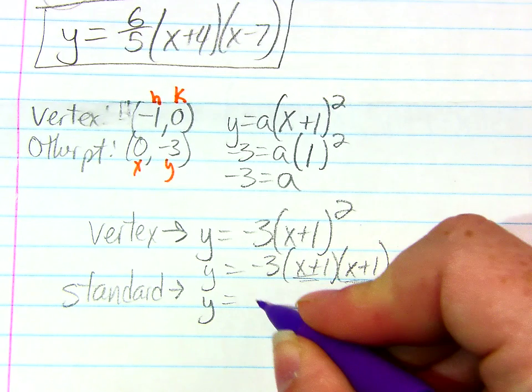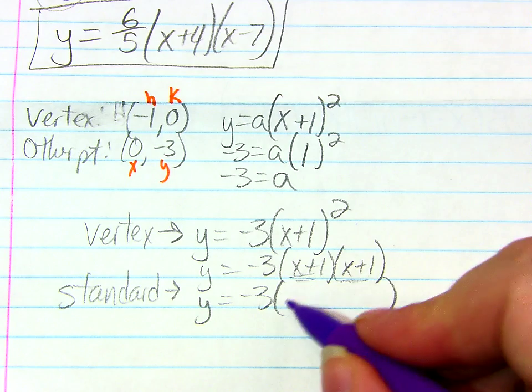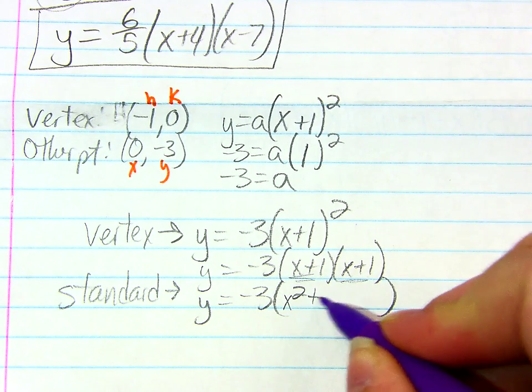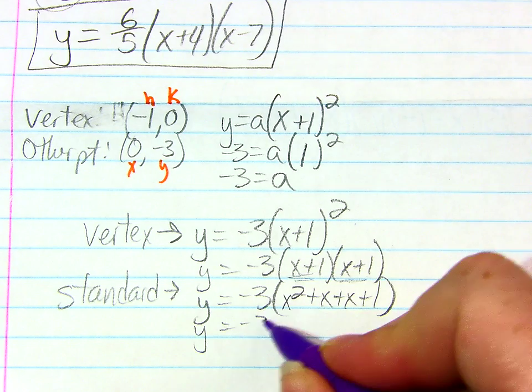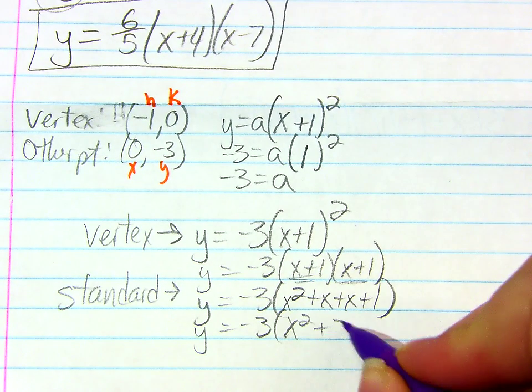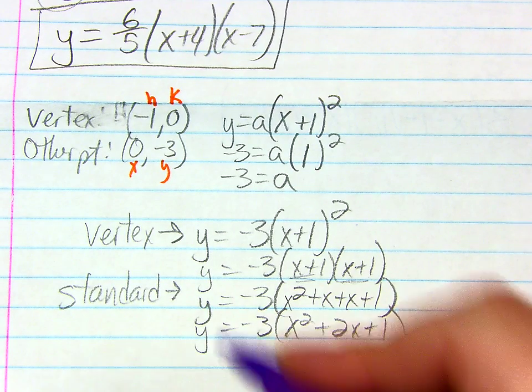So, I'm going to FOIL those two together first. And you'll see it's not x squared plus 1. Look at what it is. X squared plus x plus x plus 1. So it's really x squared plus 2x plus 1. And now just distribute that negative 3.